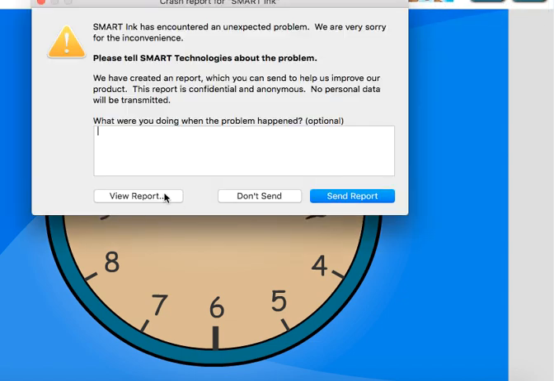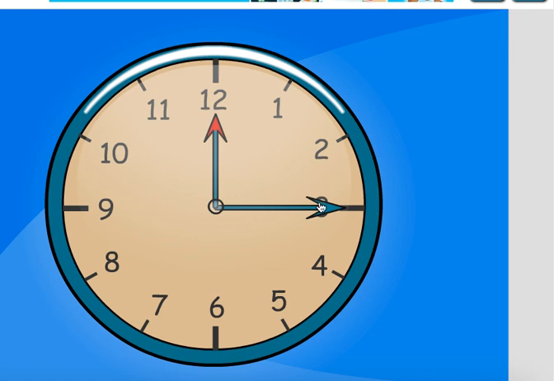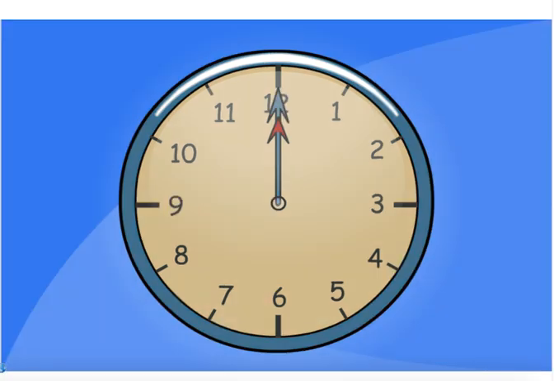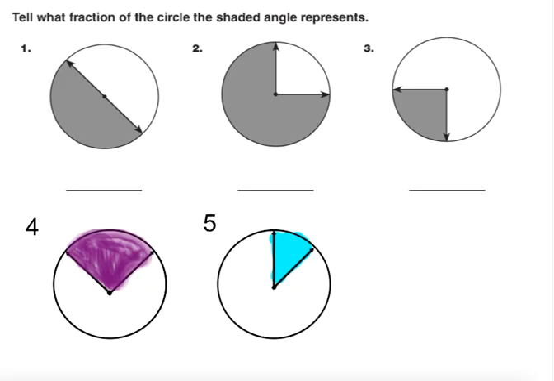So 1/4, 2/4, 3/4. Sorry about that little message. Okay, so this is how the hands on a clock help us with turns. Okay, so before we start identifying the turns on the circle, we have to look at fractions and shaded parts of a circle, okay?